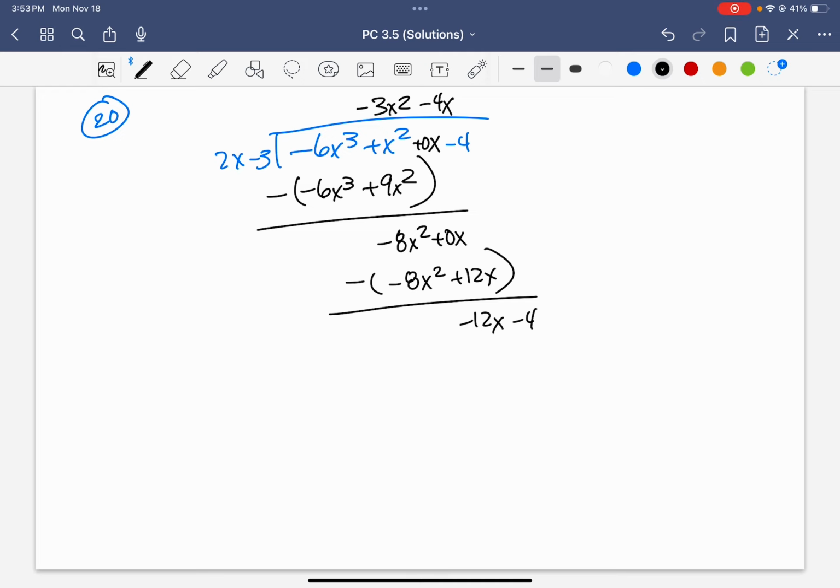So I guess I'm going to do what? Minus 12 is minus 6. So minus 6 is minus 12x plus 18. So this minus a negative would be minus 32 is our remainder.